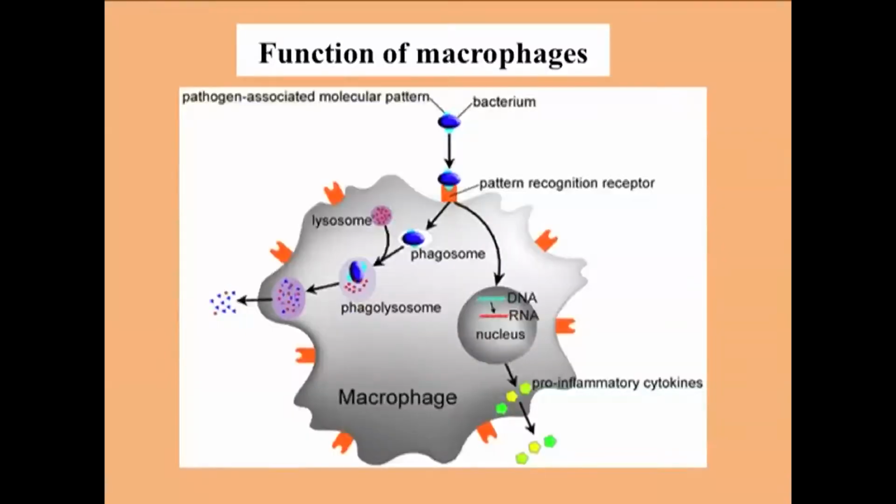Macrophages express a number of receptors on their surface. These receptors can recognize specific molecules present on the surface of an organism. The receptors are called pattern recognition receptors, PRR, and the molecules recognized by PRR are called pathogen associated molecular patterns. As soon as PRR combines with PAMP, phagocytosis immediately takes place and the ingested organism is killed inside the macrophage. Macrophages also secrete a number of cytokines, or small signaling proteins, and these proteins also activate other cells of the immune system.